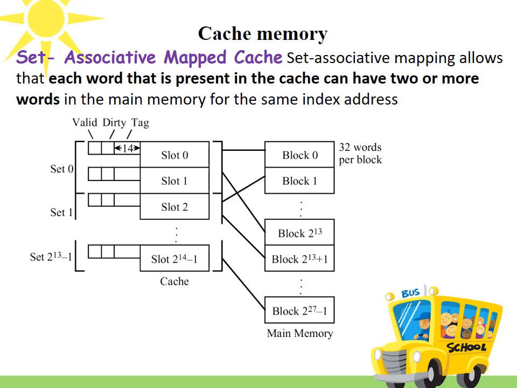Next one is set associative mapped cache. Set associative mapped cache allows each word present in the cache to have 2 or more words in the main memory of the same index address. This particular thing is called set associative mapped cache memory.